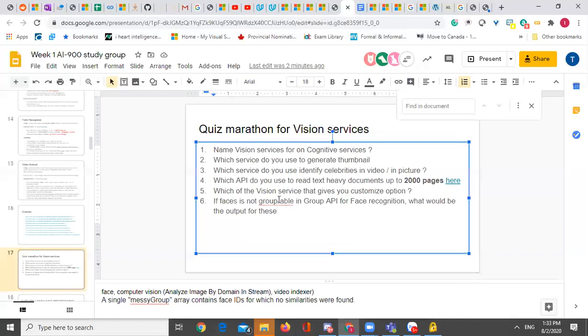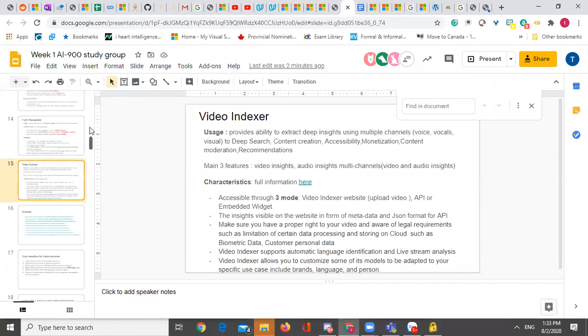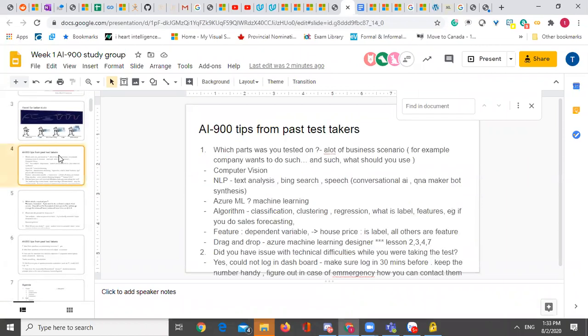Yeah, I only have the face. But anyway, pay attention to computer vision for face recognition, because it will also be one of the questions.